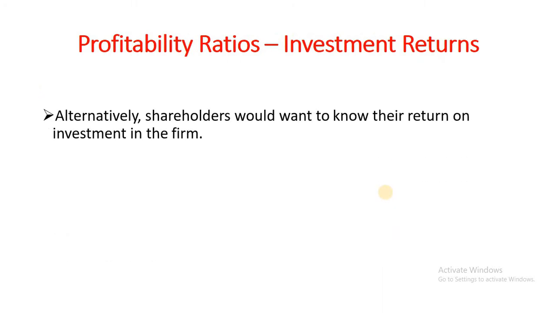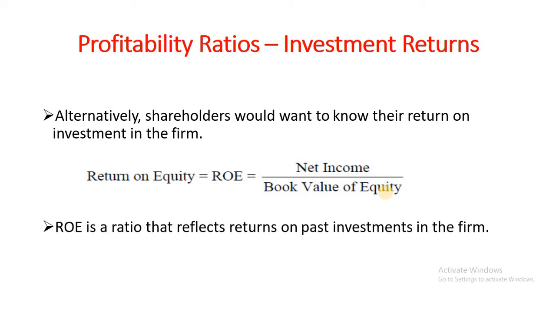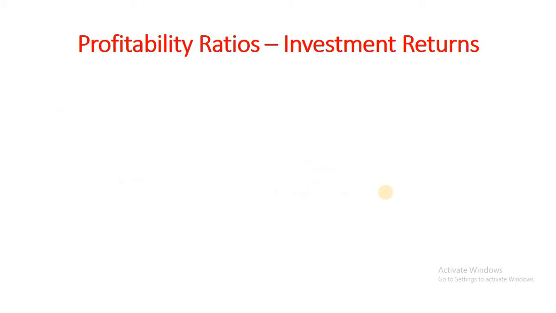Profitability ratios can be measured based on investment returns as well, because shareholders would want to know their return on their investment in the firm. One of the ratios to measure return on investment is return on equity, which is simply net income divided by book value of equity. So return on equity is a ratio that reflects return on past investment in the firm.